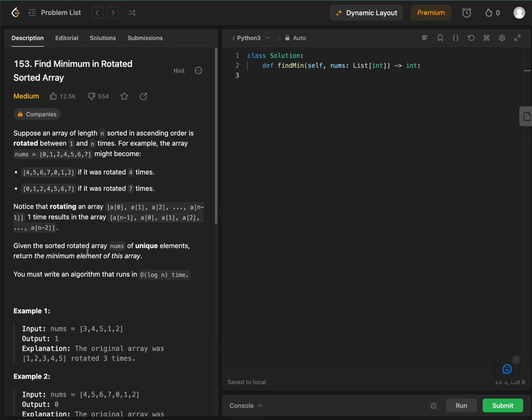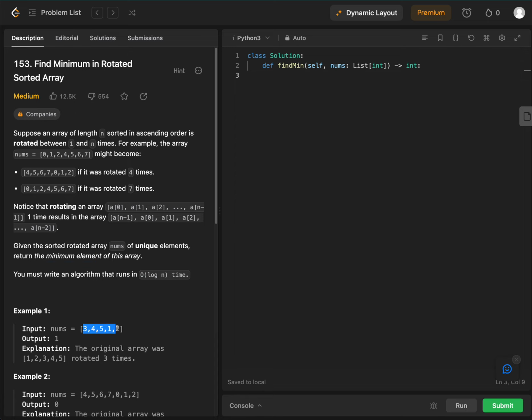Yep. So given the rotated array nums of unique elements, we want to return the minimum element of this array, and we want to write an algorithm that runs in O(log n) time. So we are given a sorted rotated array nums of unique elements, and we want to give the minimum of this array. But we don't know how many times it was rotated.